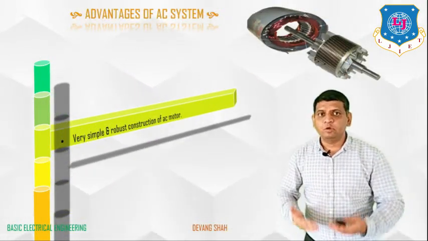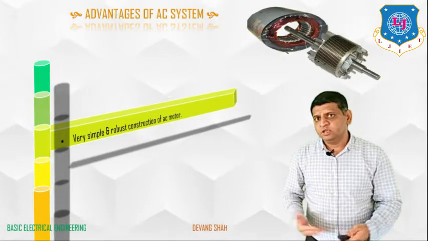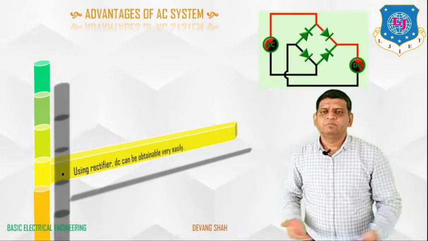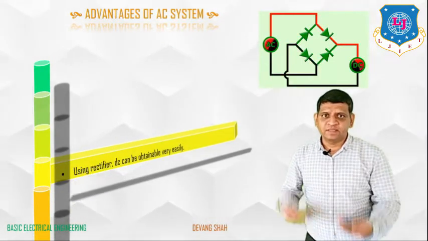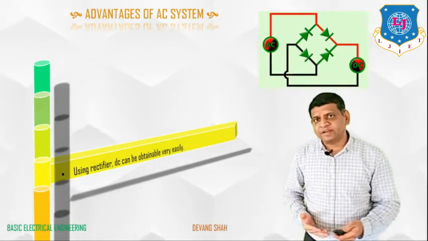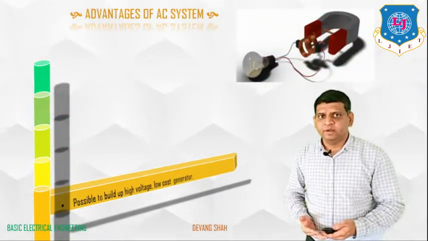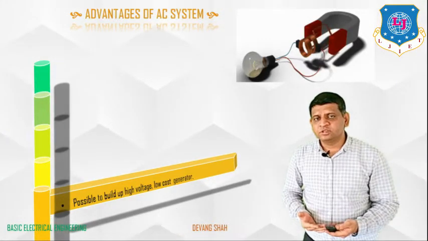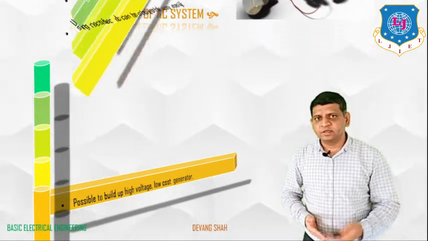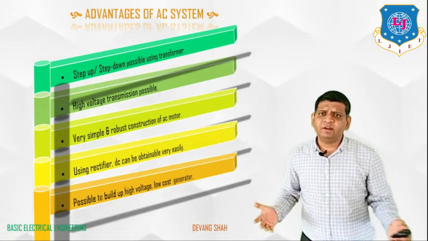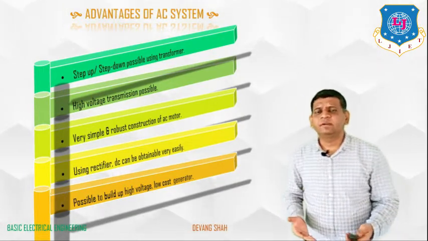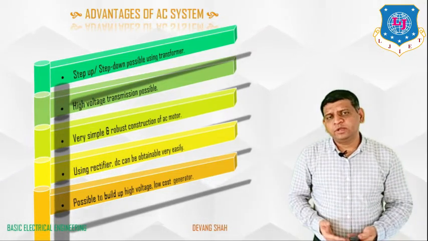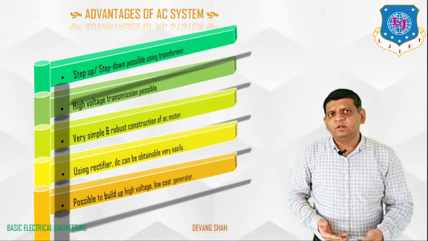The simple and robust construction of AC motors is possible. So here we can construct AC motors and alternators, all based on AC signals, right? Again, we can go for a rectifier circuit. Again, it's possible to build up voltage with a low cost generator. Everything is working on an AC signal, right? So all these advantages are related to the AC signal. That's why we are using the AC signal in more than 80% of household applications, right?